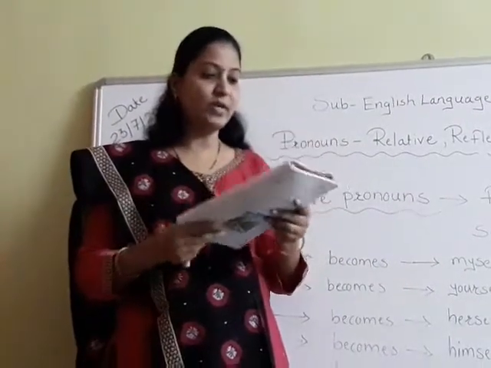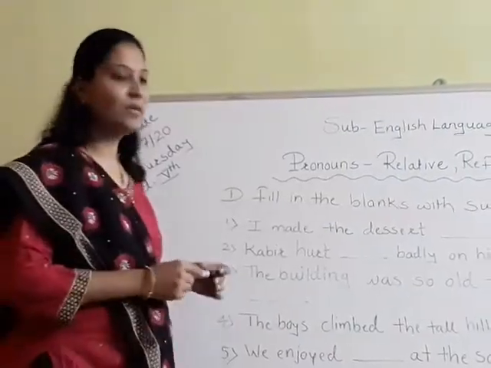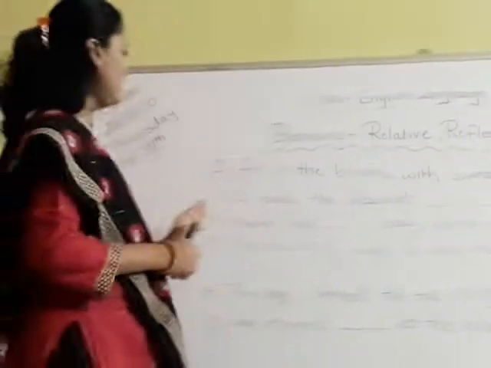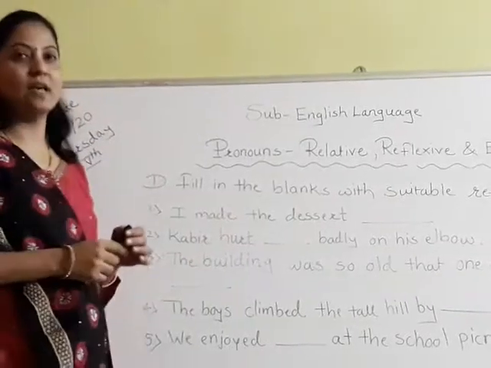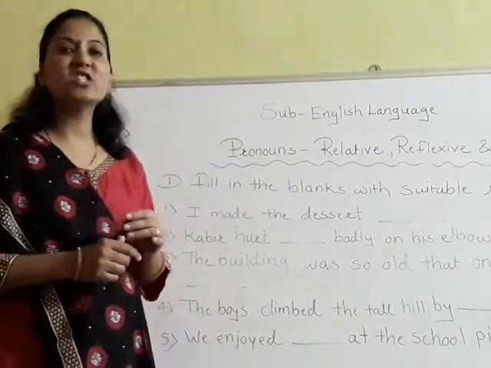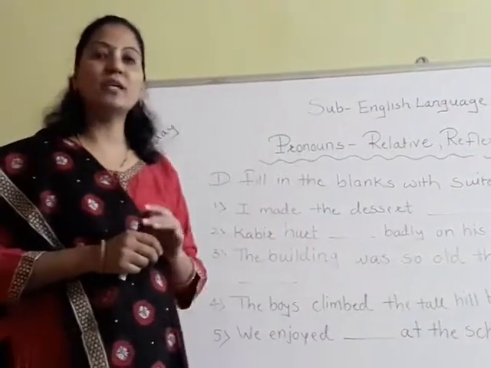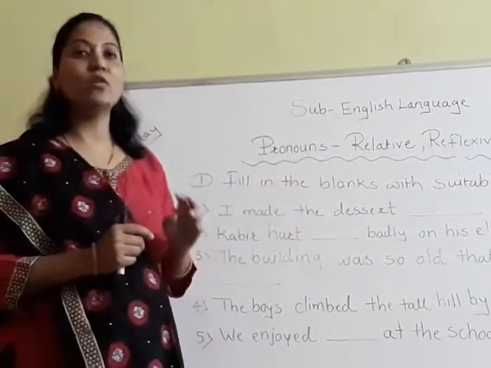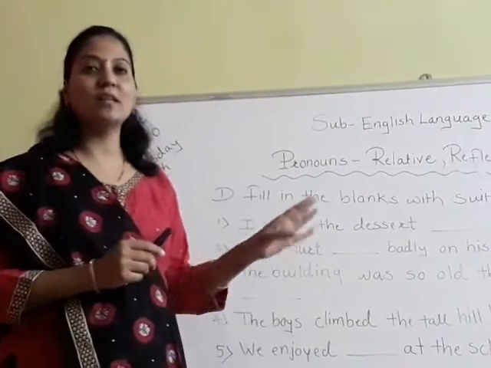We are going to see question number D here. Fill in the blanks with suitable reflexive pronouns. The first sentence is: I made the dessert. Now see, students, the meaning of dessert is the sweet dish when you are eating your meal. When you are having your meal, and one sweet dish is eaten at the end, that thing is known as the dessert.